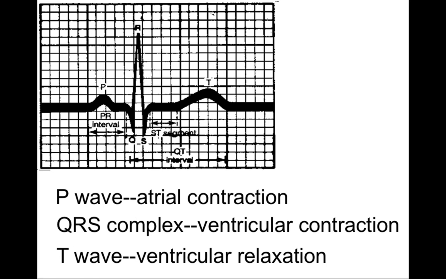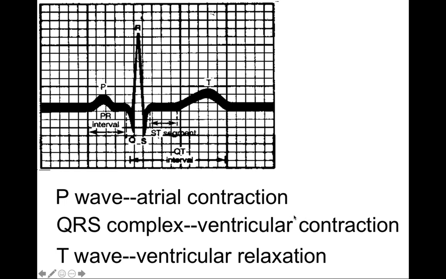When the atria depolarize, they contract. So those two words are going to go hand in hand. So the P wave here is indicating atrial contraction. Whenever we see this waveform, that means that the atria are squeezing blood into the ventricles through those atrioventricular valves. Now the QRS complex, which is shown right here, is going to indicate ventricular contraction.